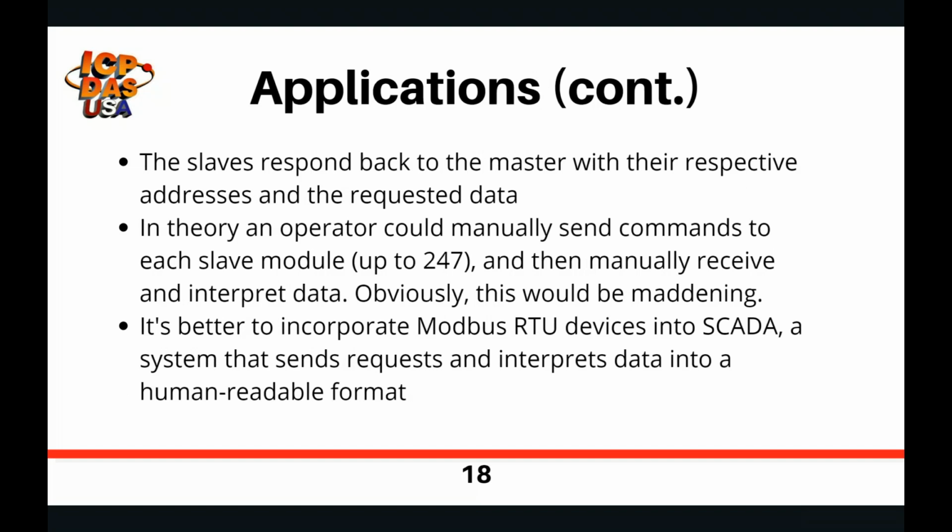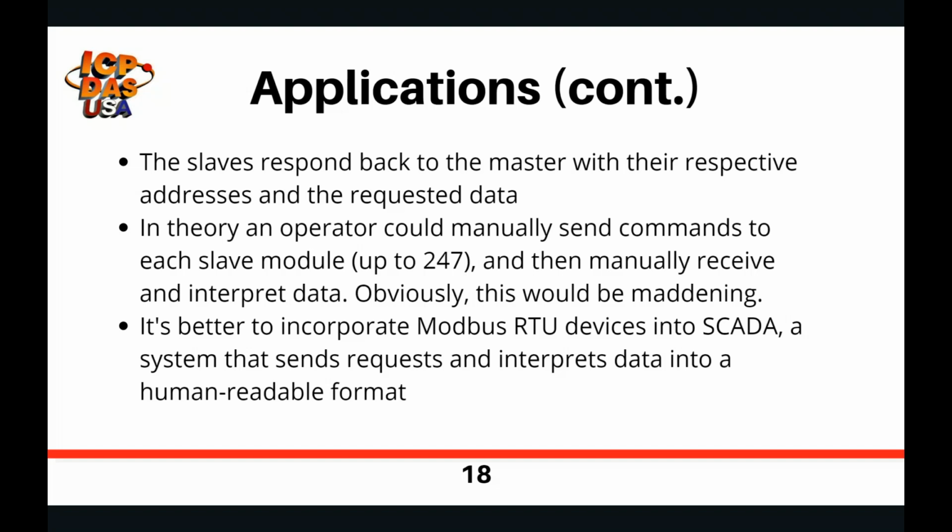Slaves respond back to the master with their respective addresses so that the master always knows which unit is responding and the requested data. So if the master sends out a request for the most recent digital data, it'll send that back along with its address, so that information can then be logged into the system on the master and accessed there.